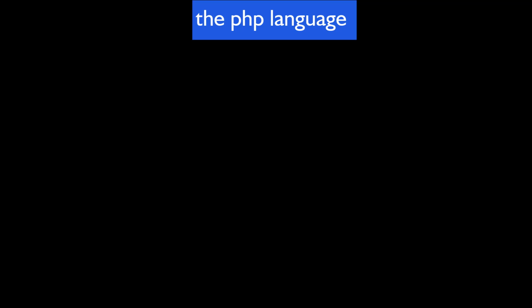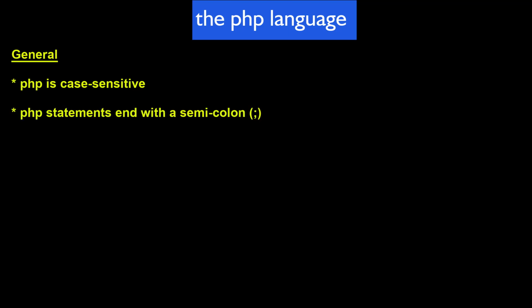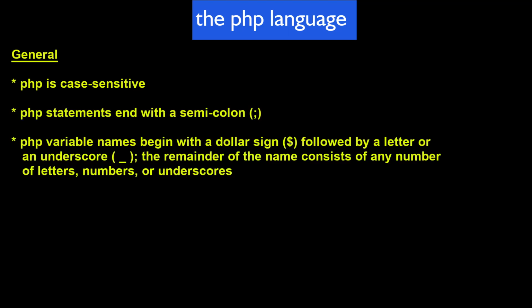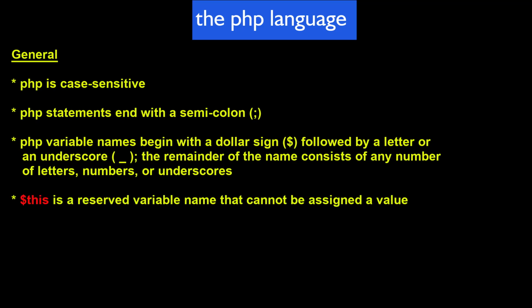Now, we need to introduce some basic information about the PHP language. So in general, PHP is case sensitive. PHP statements end with a semicolon. And PHP variable names begin with a $ sign followed by a letter or an underscore. The remainder of a name consists of any number of letters, numbers, or underscores. $this is a reserved variable name that cannot be assigned a value.